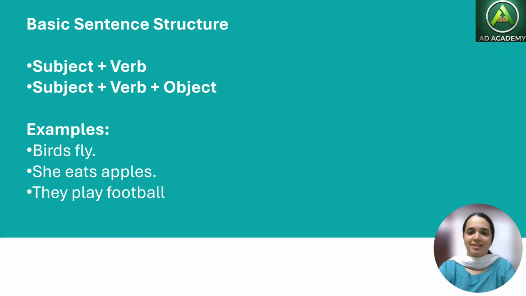So here is the basic sentence structure in which subject plus verb. Here is one example, birds fly. Birds, the subject, fly is the verb. Next subject, verb, object. She eats apples. They play football. She subject, eats verb, apples, object.